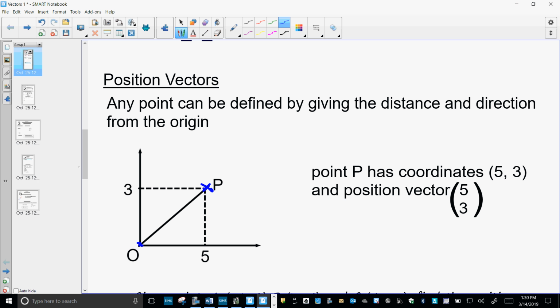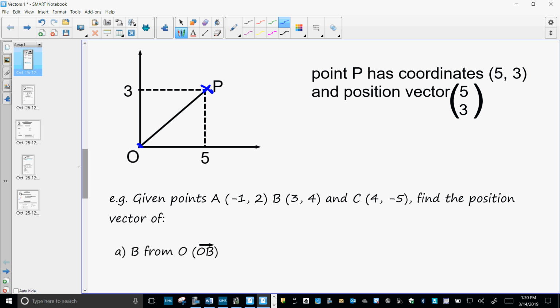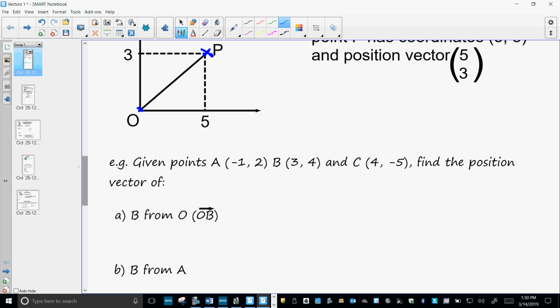Let me go through this example, and this helps us a little bit better. Right, so here we go. We've got points A, B, and C. I'm going to draw a quick diagram to help me. So A is at negative 1, 2. B is at 3, 4. And then C is at 4, negative 5. Okay, it's a bit of a rubbish diagram, but you get the gist of it.